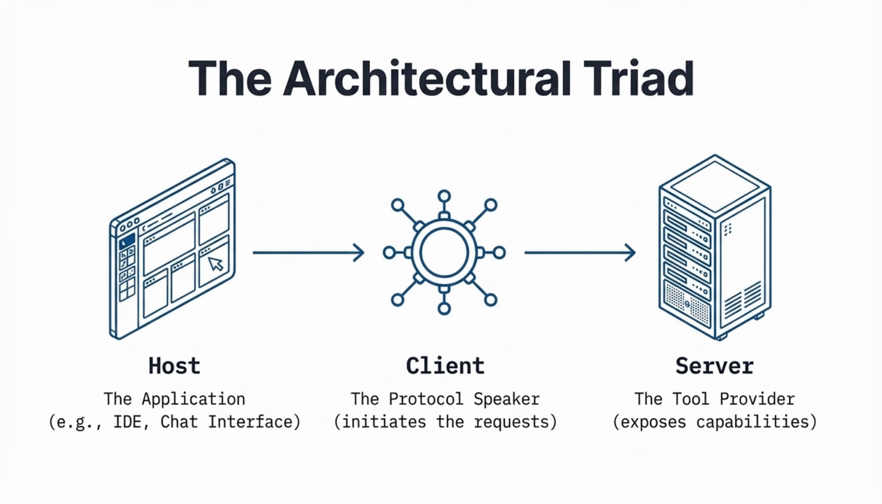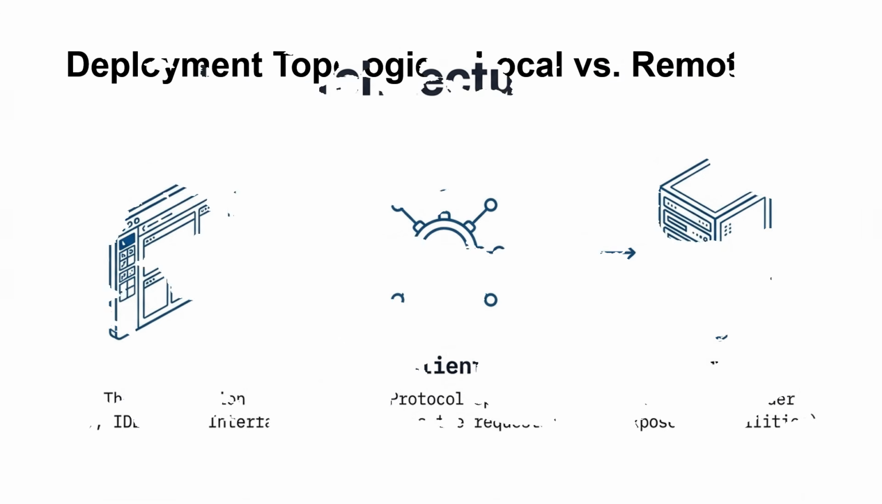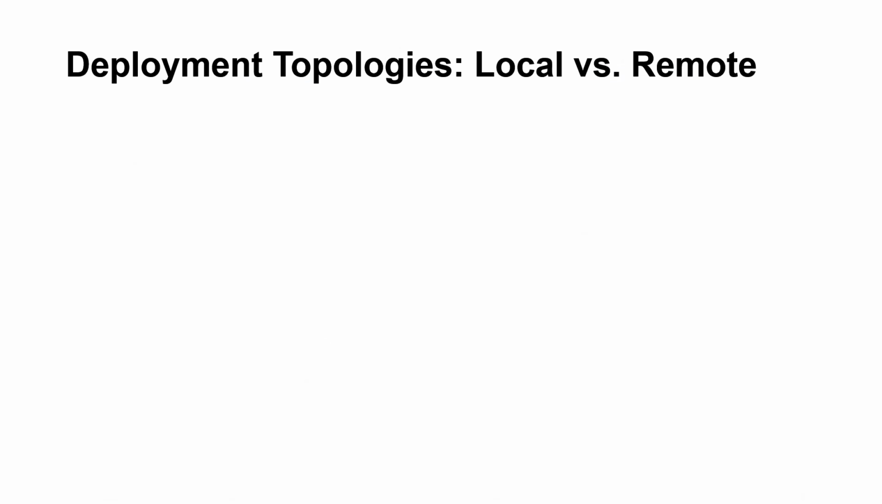Now you must be thinking that I'm repeating it again and again. But why am I talking about this again? It's because the bidirectional communication, the related transport mechanism, and the deployment topologies, they all depend on this architectural triad. This is where we really start to see how the pipes of the Model Context Protocol are laid out.